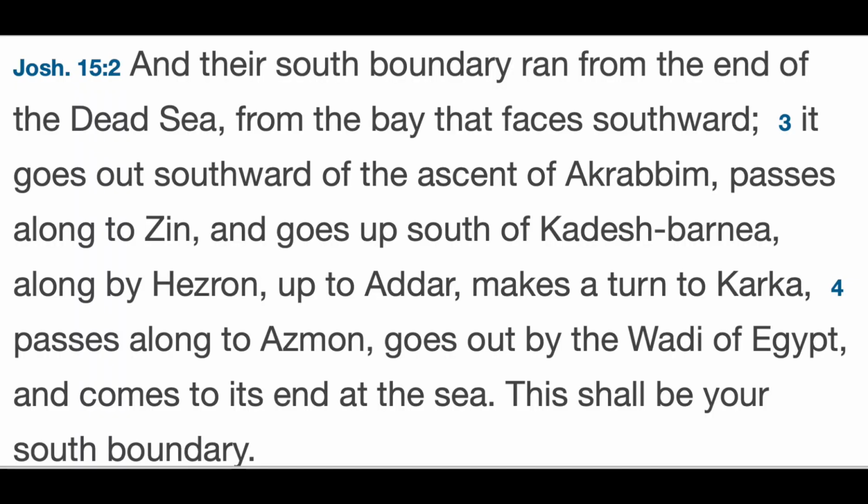Just take a look at these 3 verses from the book of Joshua. And their southern boundary ran from the end of the Dead Sea, from the bay that faces southward. It goes out southward of the ascent of Akrabim, passes along to Tzin, and goes up south of Kadesh Barnea, along by Chetzron, up to Adar, makes a turn to Karka, passes along to Atzmon, goes out by the Wadi of Egypt, and comes to its end at the sea. This shall be your south boundary. In these verses alone, we have 10 different geographical sites. That's a great deal of information.